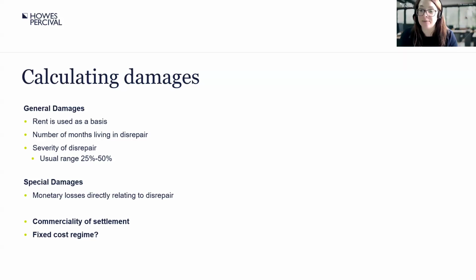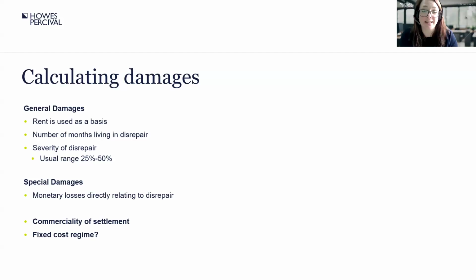A percentage of the rent that was paid while the tenant lived in the property with disrepair is how it will be decided. And the actual percentage that will be awarded depends on the severity of the disrepair. If the property is completely uninhabitable, the tenant's going to get 100% compensation, but this is really rare. So normally you're looking at compensation between 25 to 50% of the rent of the property.